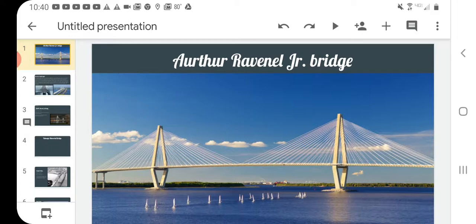So this is the Cable Saber. This is the South. I'm not going to talk about anything else but this. So the Arthur Ravenel Jr. Bridge.